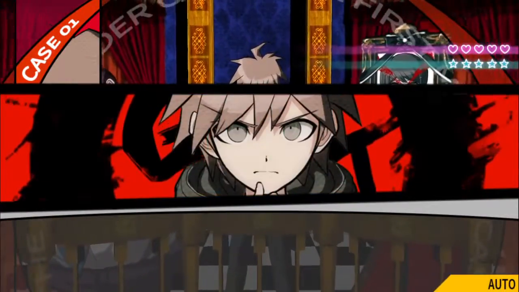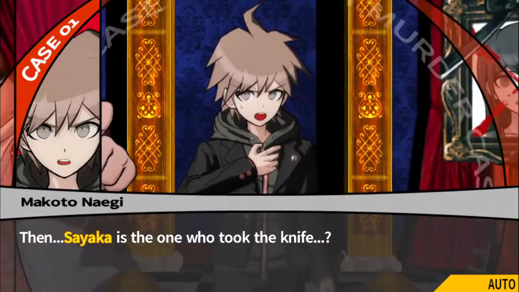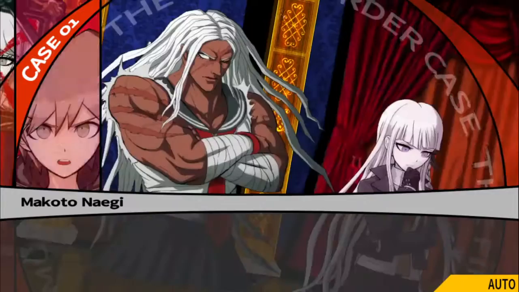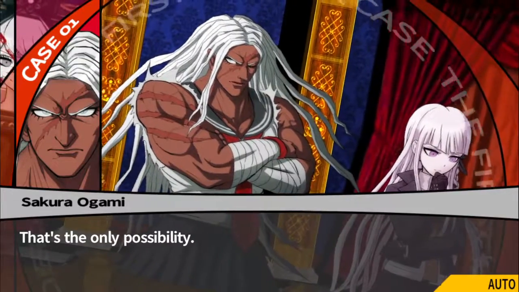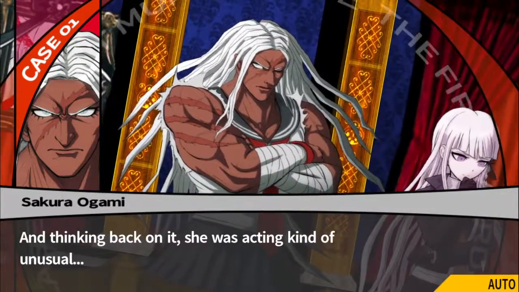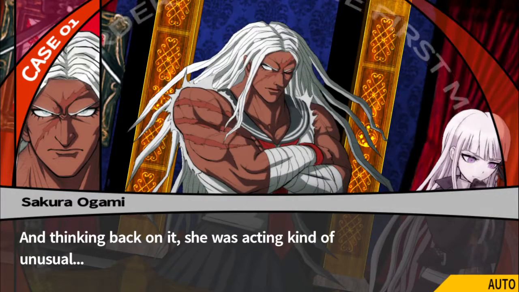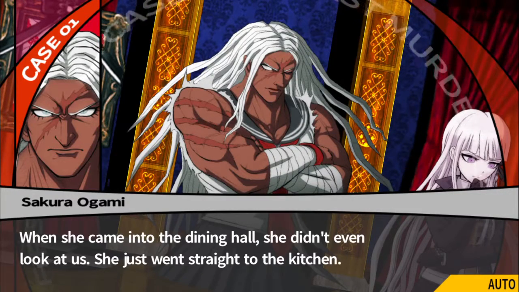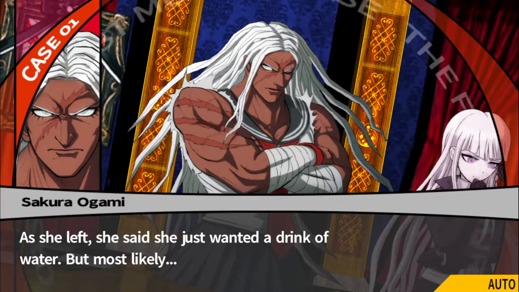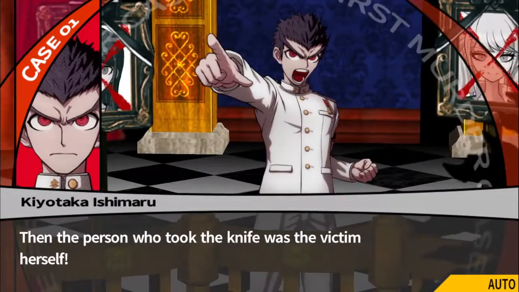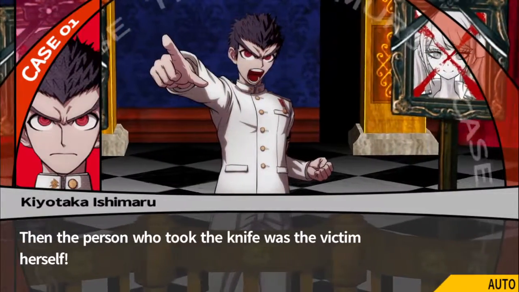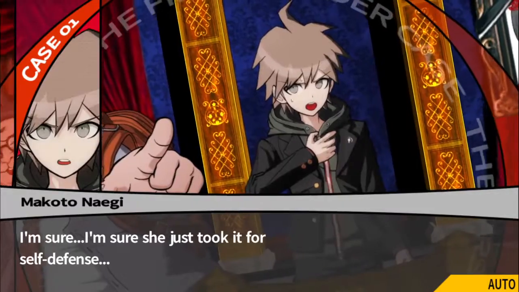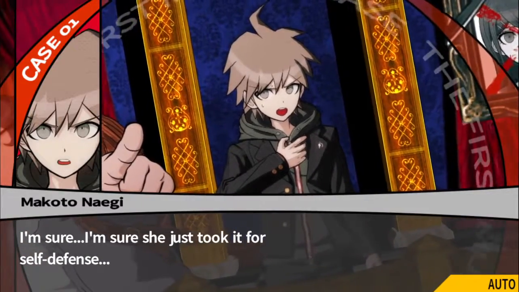I got it! Then, Sayaka is the one who took the knife? That's the only possibility. And thinking back on it, she was acting kind of unusual. When she came into the dining hall, she didn't even look at us. She just went straight to the kitchen. As she left, she said she just wanted a drink of water. But most likely... the person who took the knife was the victim herself! I'm sure she just took it for self-defense.